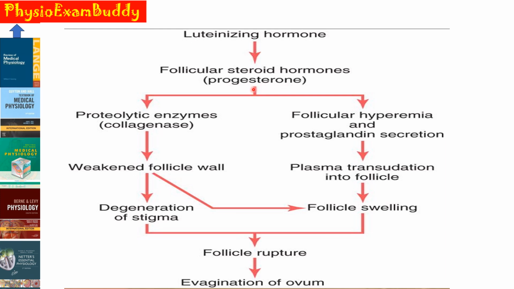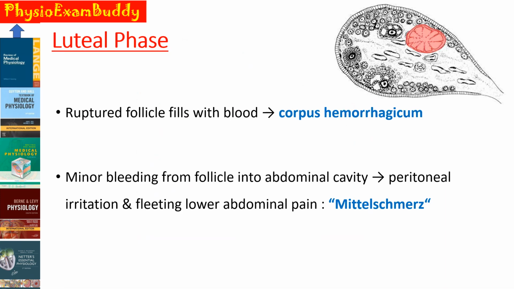the Graafian follicle. That is, it will increase the secretion of the proteolytic enzymes, especially collagenase, which will weaken the wall of the Graafian follicle, resulting in the degeneration of the stigma and finally leading to follicular rupture. Another action of the progesterone is that it can cause Graafian follicle hyperemia as well as prostaglandin secretion from the Graafian follicle, which will increase the plasma transudation into the follicle, resulting in the follicular swelling as well as finally ending up in the follicle rupture. And finally, the ovum will be expelled out.